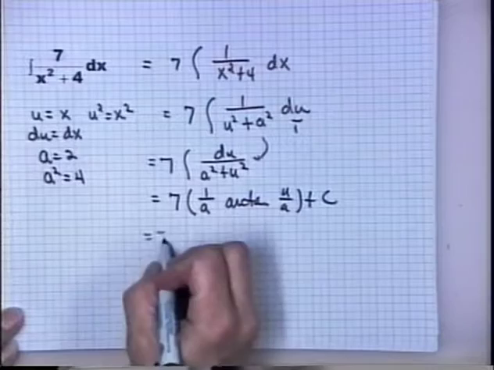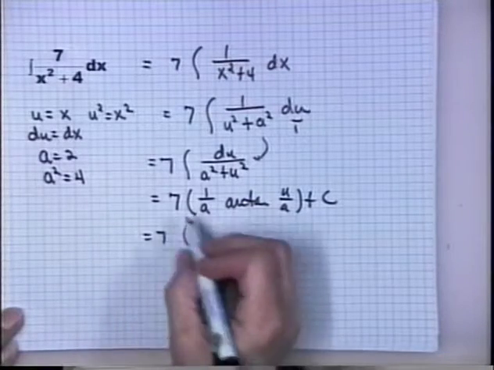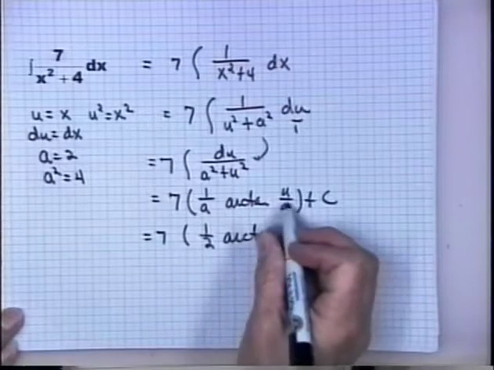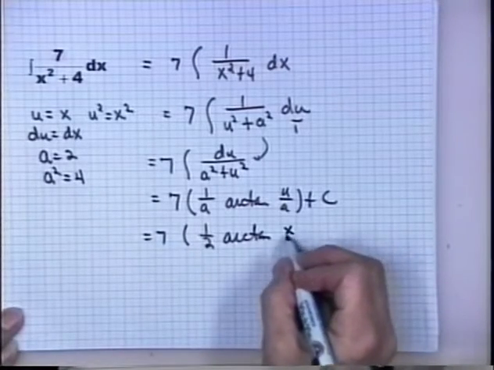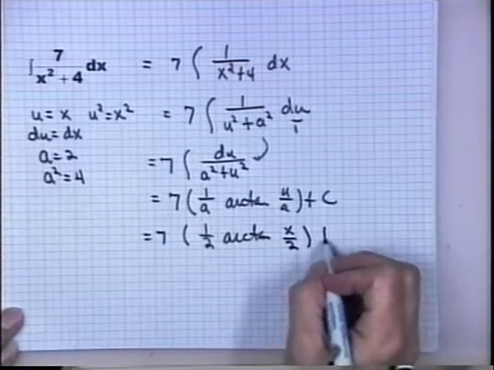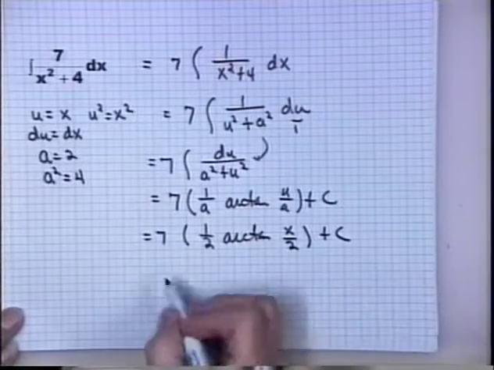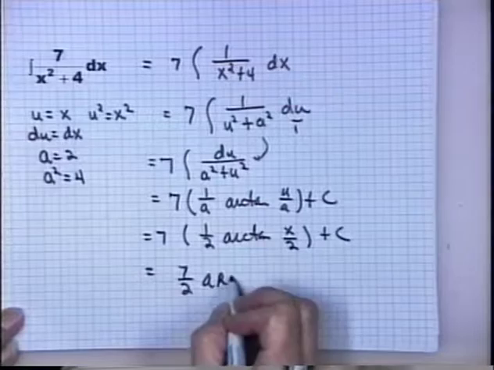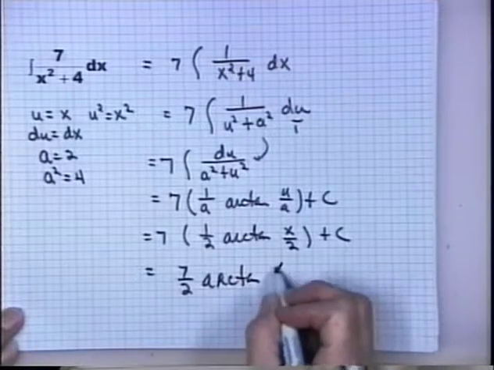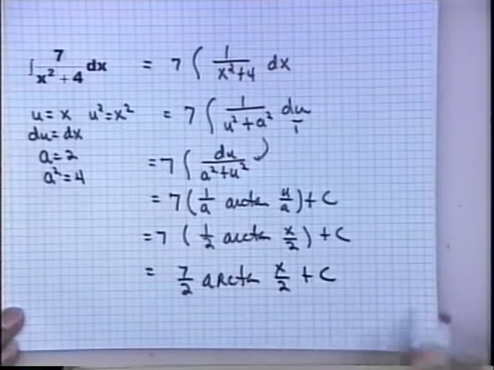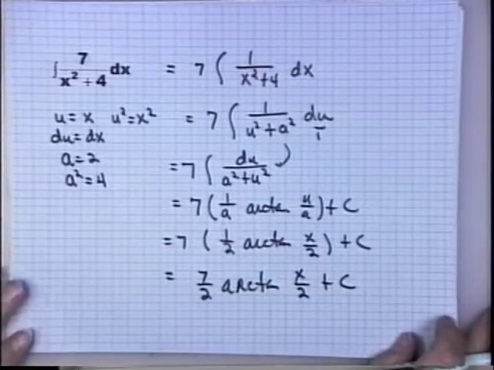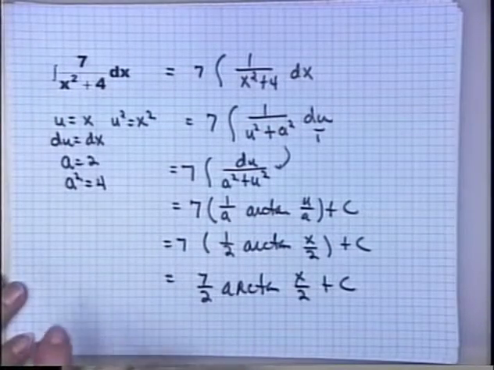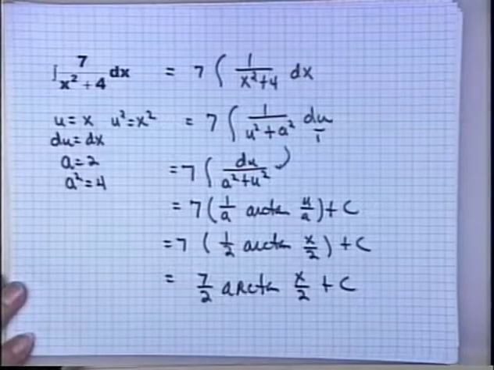Okay, now we're going to substitute back in. What was a? It was a 2, so I have 1/2 arctangent. What was u? It was x. A was 2, so x over 2 plus c. Of course, if you'd like, you can say 7 times 1/2 is 7/2, and I think I'm going to do that here. So it really helped us to analyze beforehand to know what form we were trying to get to solve this problem.